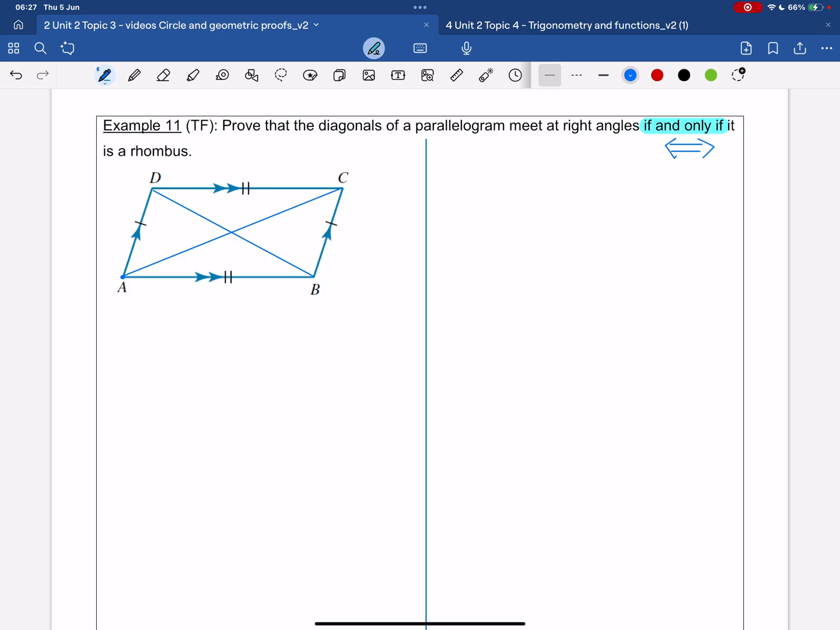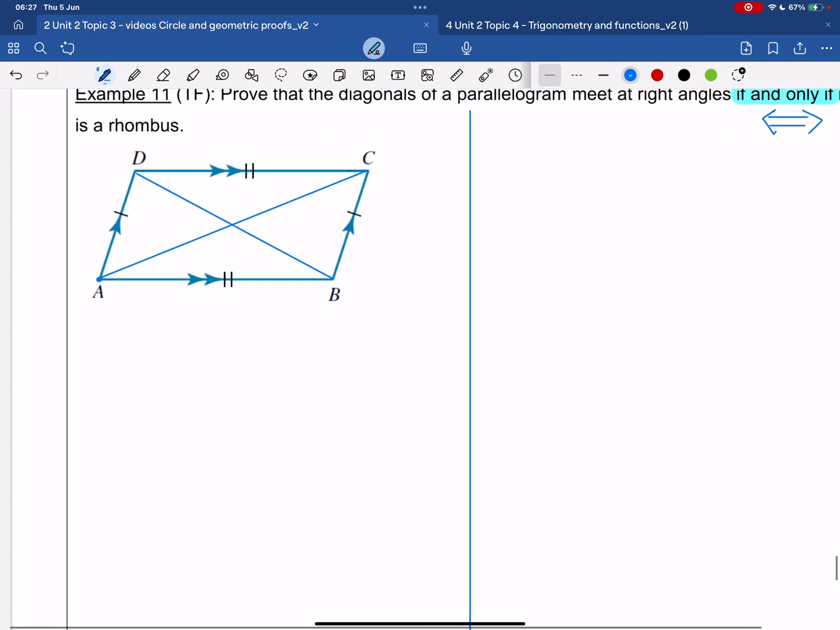So our first case is going to be, given that the diagonals meet at 90 degrees, then this shape must be a rhombus. So to prove it's a rhombus, we have to show that adjacent sides are equal in length, because it's already a parallelogram. Okay. Our second case is, given that this is a rhombus, then the diagonals must meet at 90 degrees.